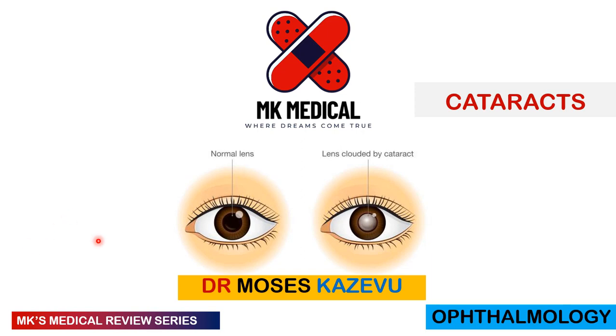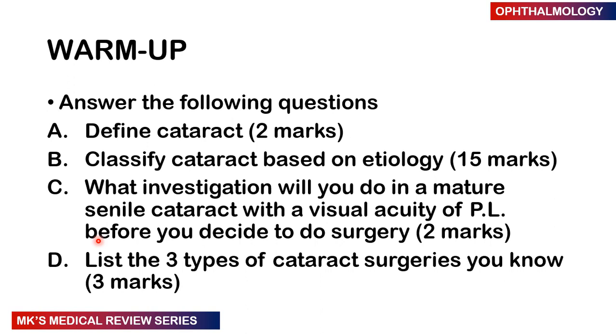Today we're going to be focusing pretty much on ophthalmology, and here's our warm-up question as usual. This is of course short answer questions. Answer the following question. Part A, define cataract, 2 marks. Part B, classify cataract based on etiology, 15 marks.